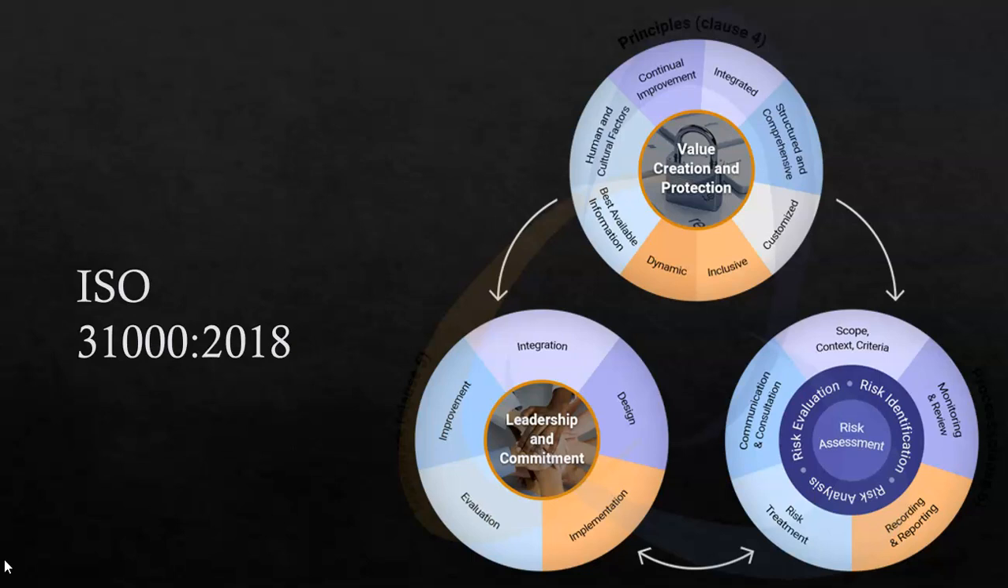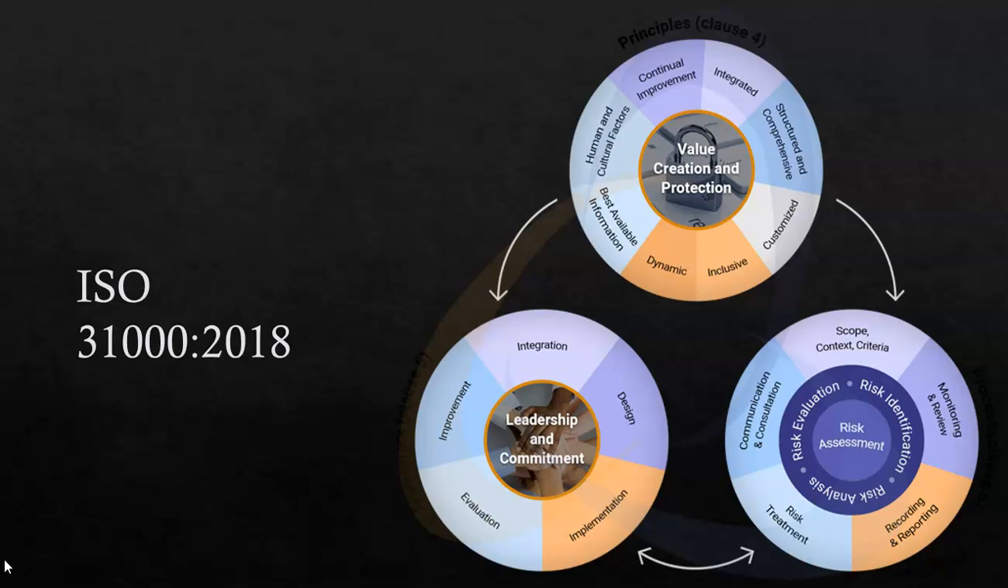ISO 31000:2018 is based on a set of 8 principles that drive the development of a risk framework. That framework in turn structures the process for implementing risk management. These 8 principles are proportionate, aligned, comprehensive, embedded, dynamic, best available information, inclusive, and continual improvement.